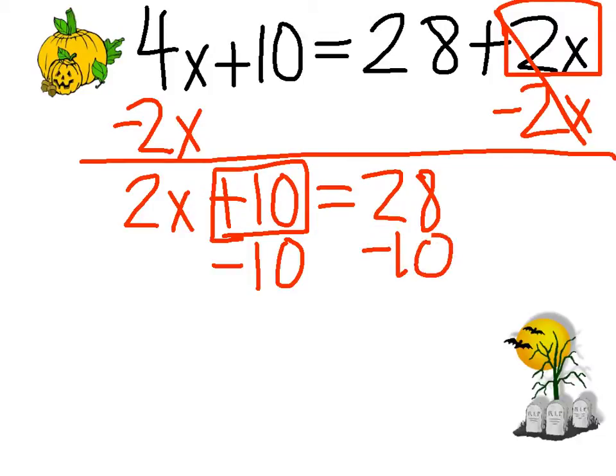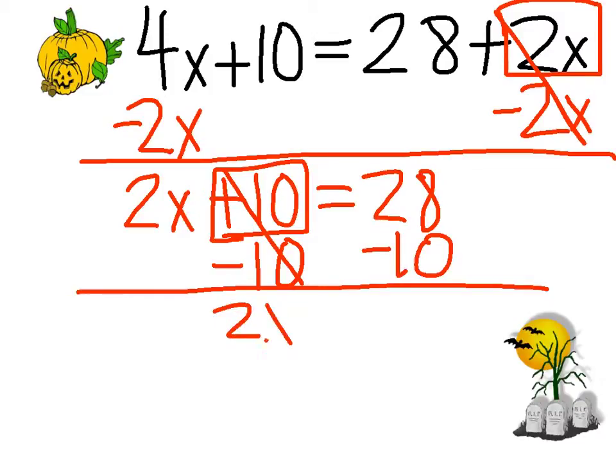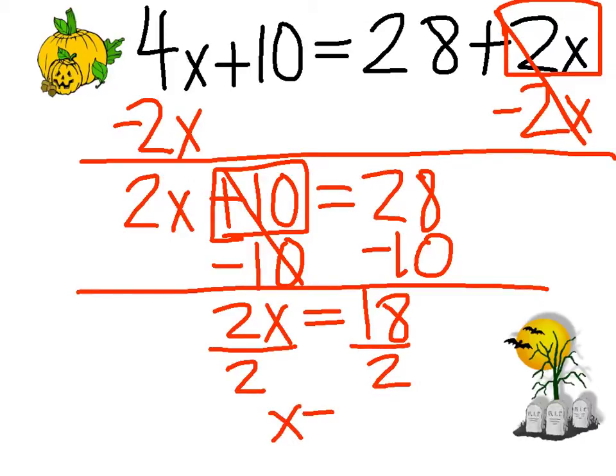When we subtract 10 from both sides, 10 minus 10 is 0, so all we have is our 2x. On the right side, 28 minus 10 is 18. Next thing we need to do is divide by our coefficient, which is 2. 18 divided by 2 is going to give us 9.